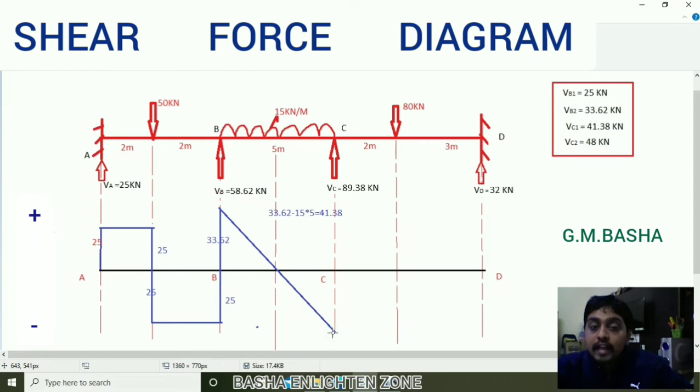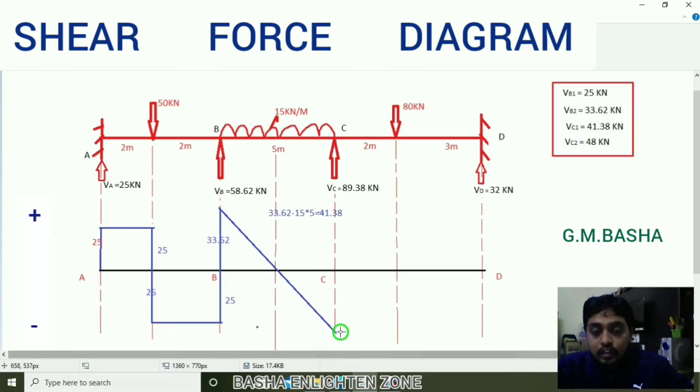How much load is acting here? 89.38 kilonewton load is acting from here, in the upward direction. So here VC will be acting upward. We are at this position, and from here we have to draw this 89.38 kilonewton. Or else friends, you can take VC1 and VC2. So VC1 is this one, VC2 is this one. See here, VC1 will be 48.38 kilonewton.